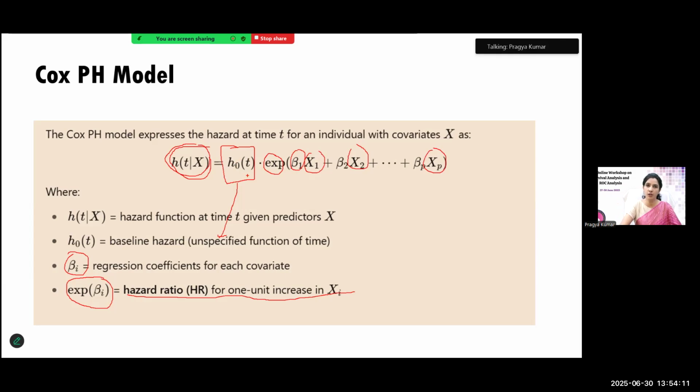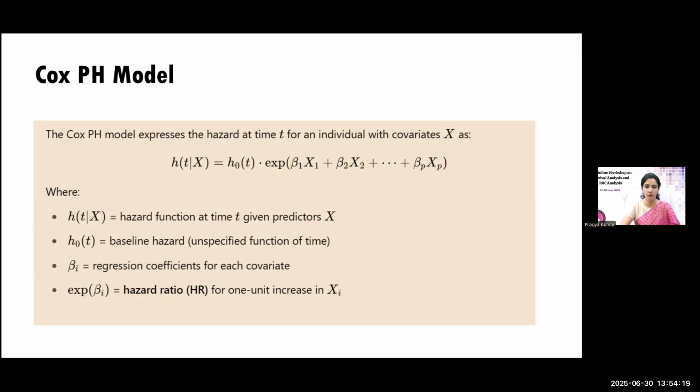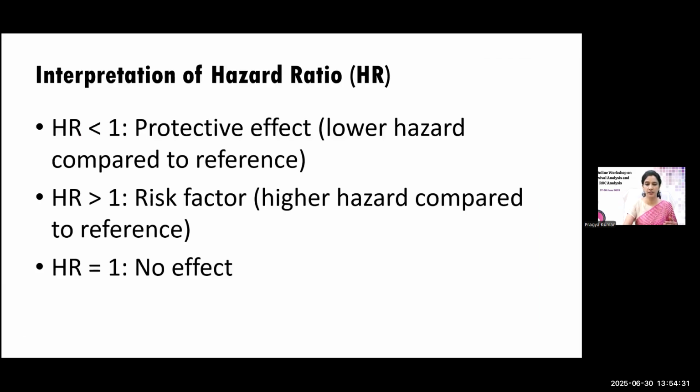Here it is h0(t) multiplied by the exponent of this. So we take the exponent here only. And that's how we write the Cox proportional hazard model, and it works on this principle. That means if you are running it in Jamovi or other statistical software, it uses this mathematical formula to give you the hazard ratio.